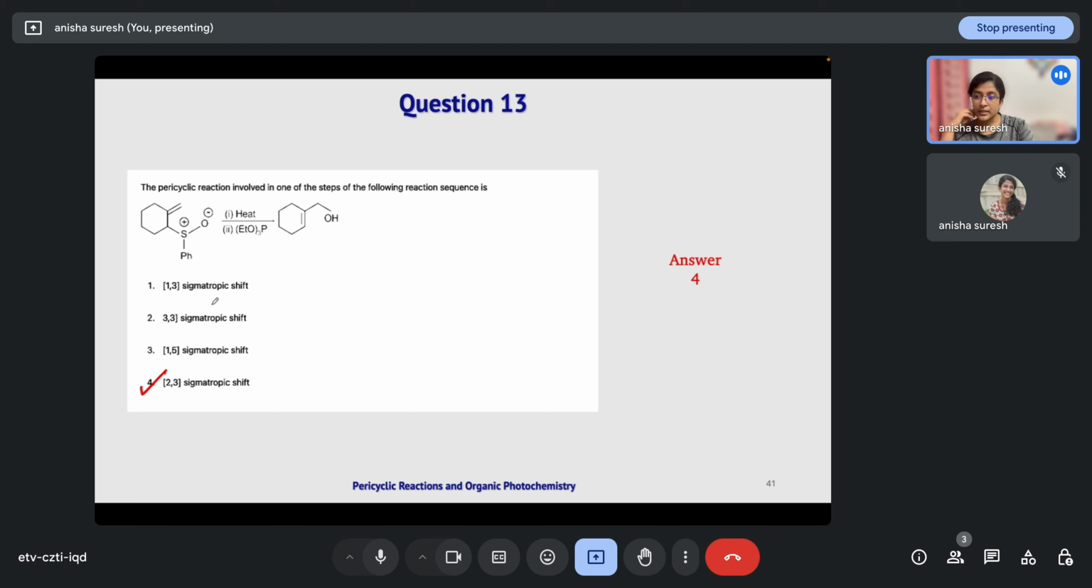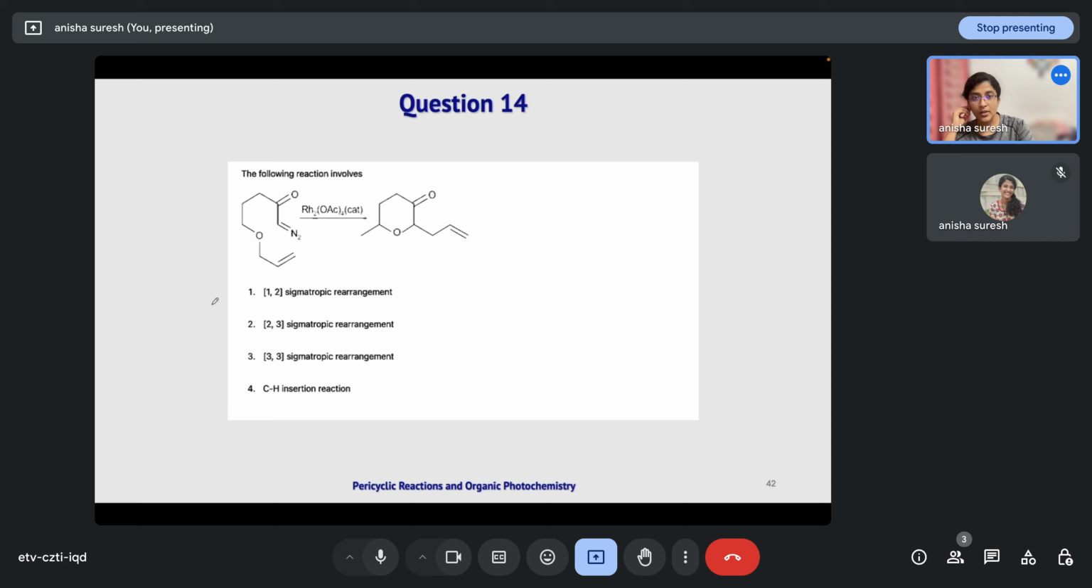So the answer is option number 4. Now coming to question number 14. Here a diazo compound is given, and it is treated with dirhodium tetraacetate. So here carbene chemistry is getting involved. Which sort of rearrangement is taking place here? A 1,2 sigmatropic rearrangement, 2,3 sigmatropic rearrangement, 3,3 sigmatropic rearrangement, or a C-H insertion reaction? Which reaction is taking place here?